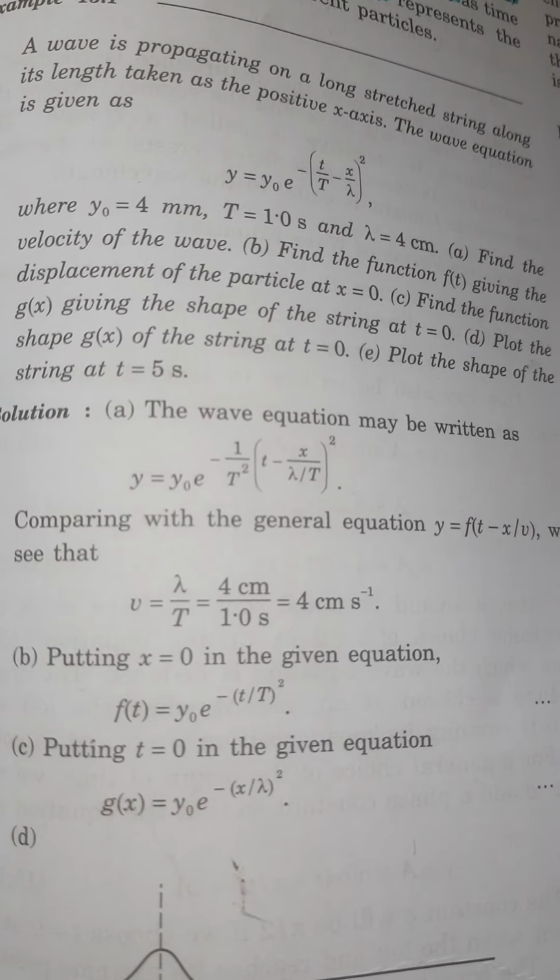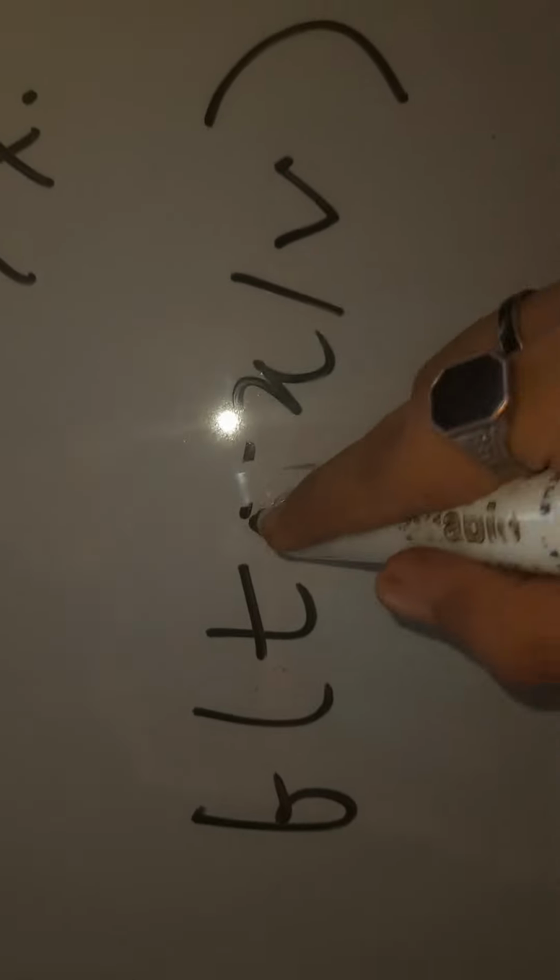So let's get started. What they are saying is there's a wave which is going in the positive x-axis. Whenever it is the positive x-axis, f equals t minus x by v. If the wave is traveling in the negative x-axis, you need to take it as plus, but if it is positive then you take it as minus x by v. This is the thing you need to remember.